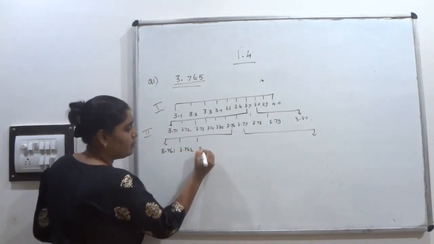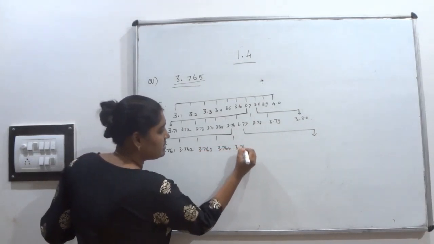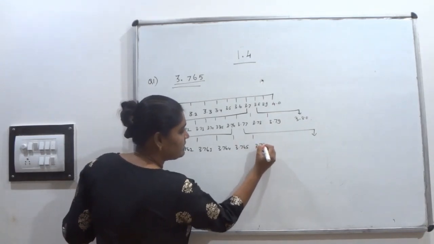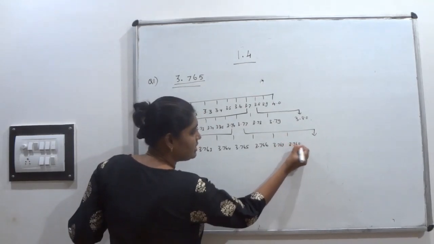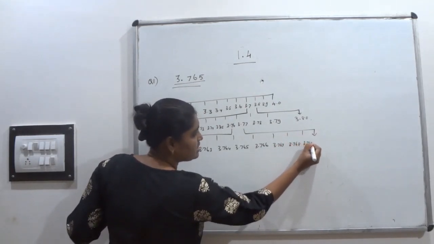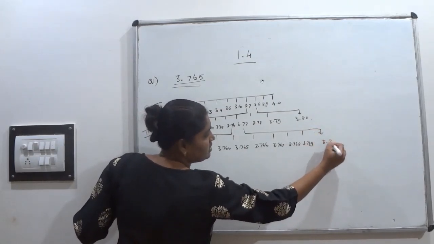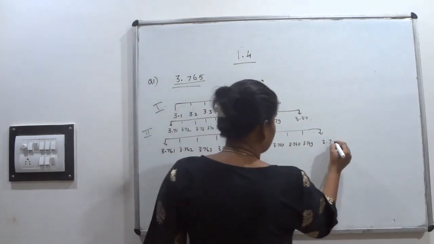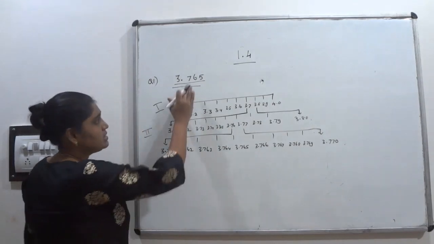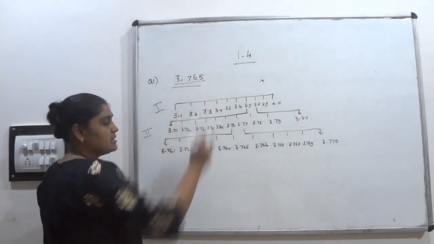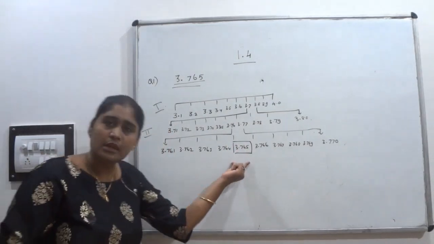3.762, 3.763, 3.764. This is 3.765. This is 3.766. This is 3.767. This is 3.768. This is 3.769. This is 3.770. Okay. So now you can see 3.765. See, 3.765 I have located on the number line.